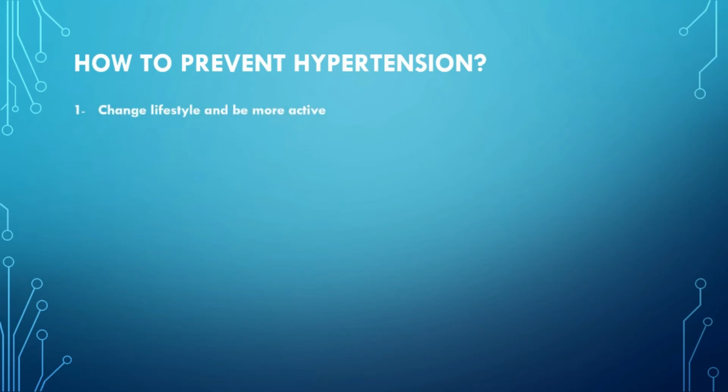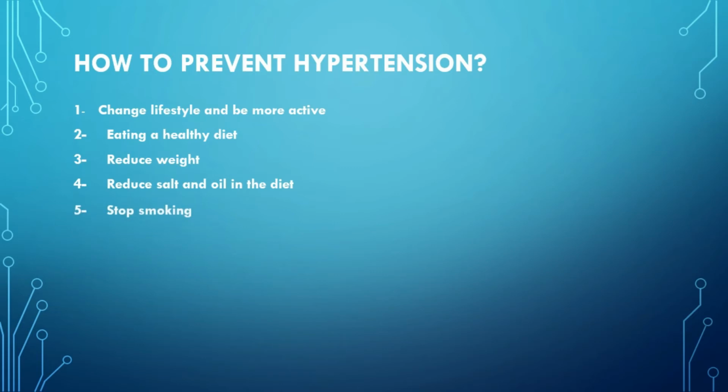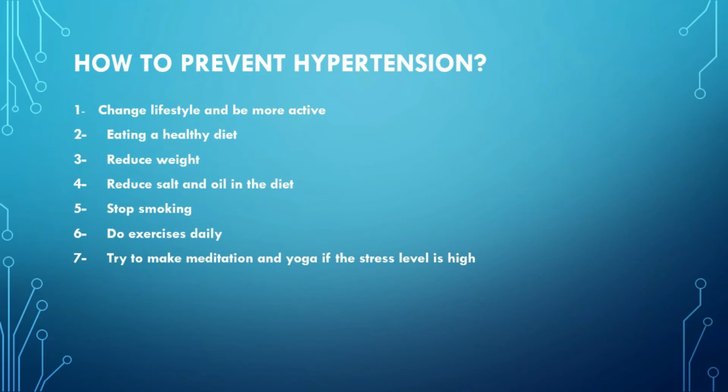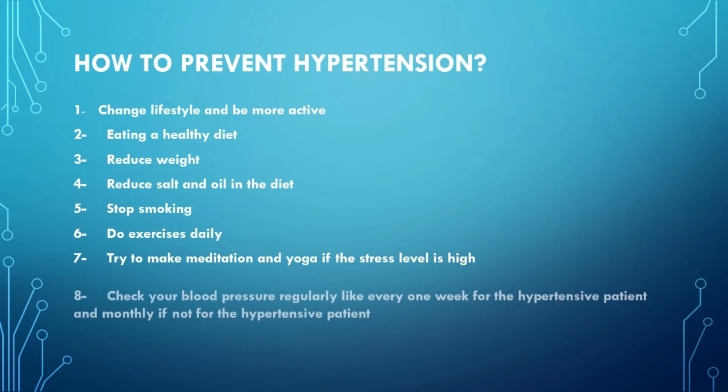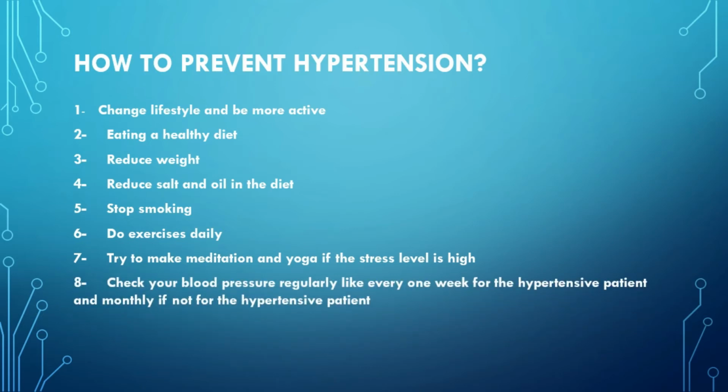So what we will do, we must change our lifestyle and be more active. Eat a healthy diet, reduce weight, reduce salt and oil in the diet, stop smoking, do exercise daily, and try to do meditation and yoga. That will reduce your stress level. Check your BP regularly, like every week if the patient has hypertension, and if not, the patient can check it once or twice monthly.